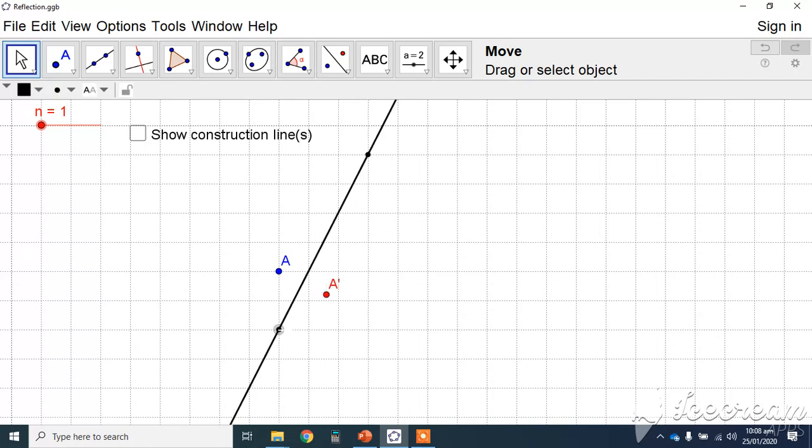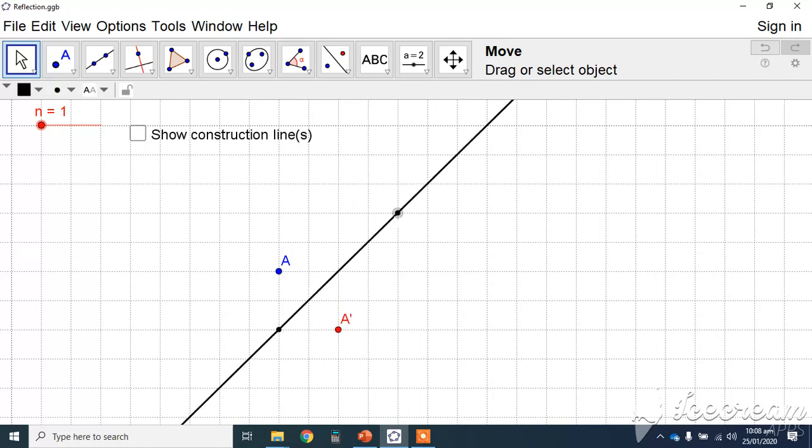If I was to get a little bit trickier and make my mirror line on a bit of a diagonal, look at this. A is 1 square on the diagonal away from the mirror line, and A dash is 1 square away from the mirror line on the diagonal.